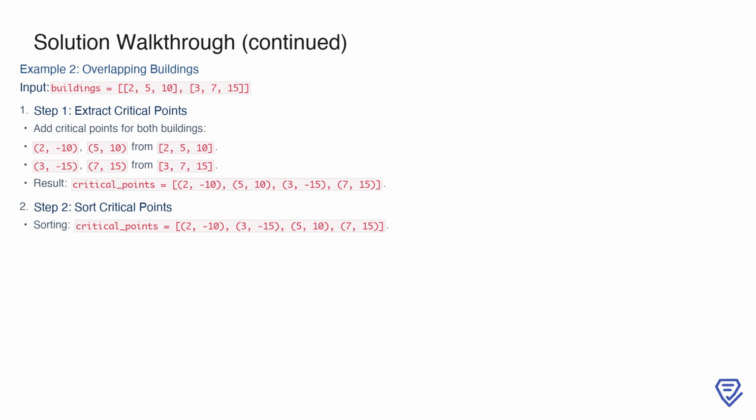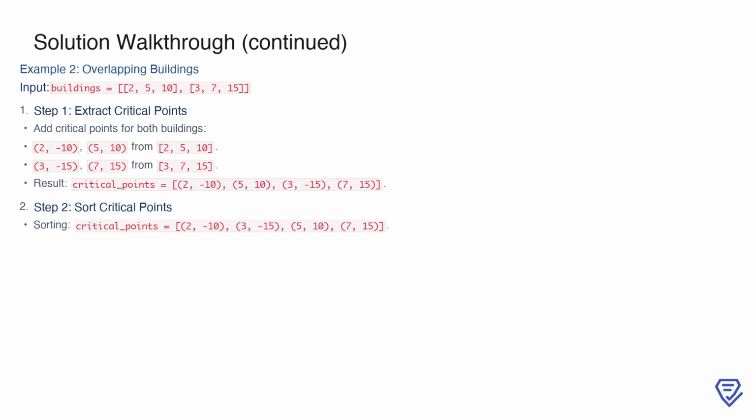Let's move to a more complex example with overlapping buildings. Here, the input is buildings equals [(2, 5, 10), (3, 7, 15)]. The first step is to extract the critical points for both buildings. For (2, 5, 10), we add (2, -10) for the start and (5, 10) for the end. Similarly, for (3, 7, 15), we add (3, -15) for the start and (7, 15) for the end. This gives us critical_points equals [(2, -10), (5, 10), (3, -15), (7, 15)].